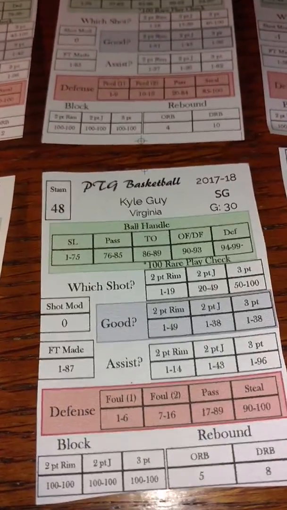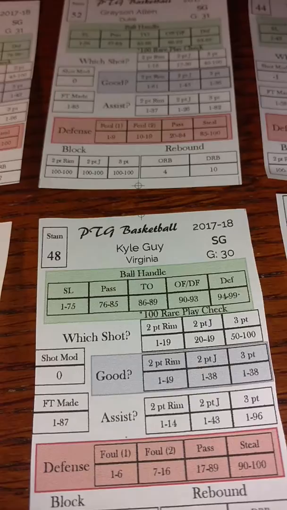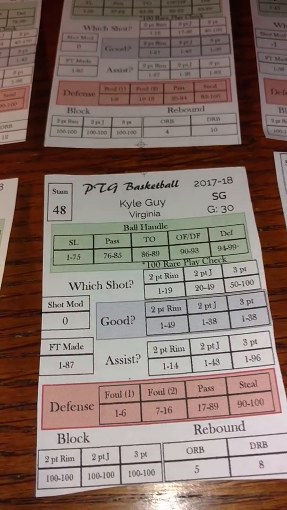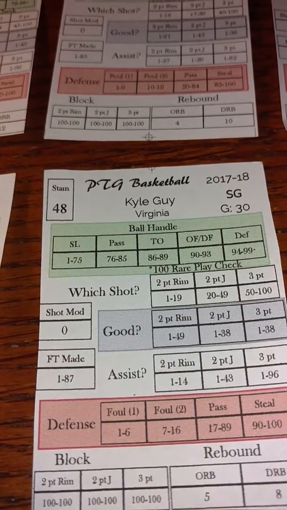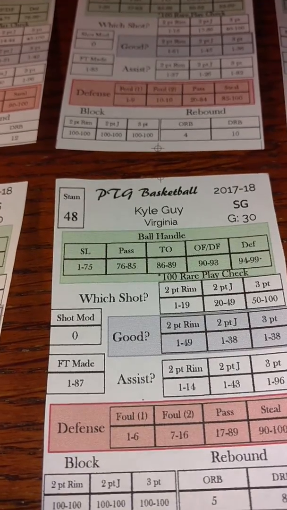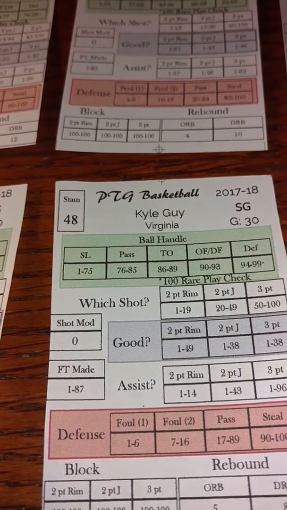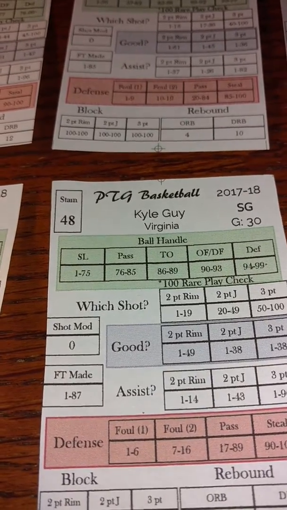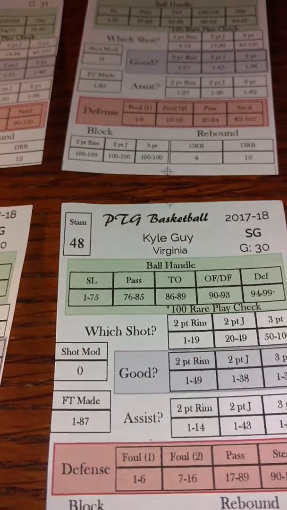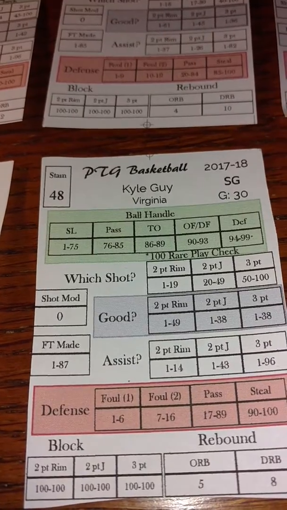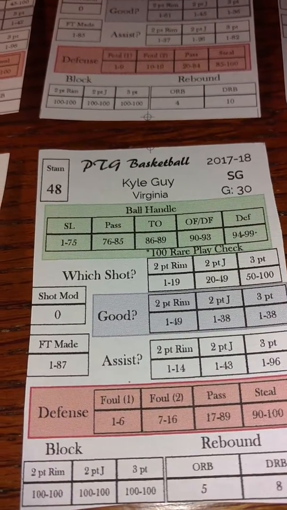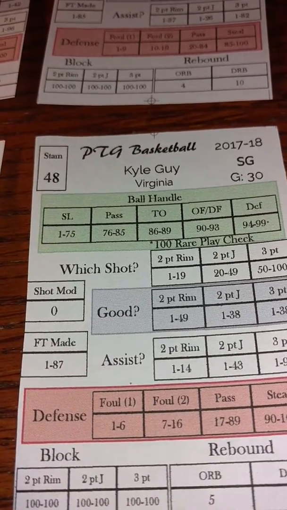So, the green area is the ball handle area. This is the area you'll spend most of the time in. So, it's a 1 to 100. So, SL is shot likelihood, pass, TO is turnover, OFDF is offensive foul, defensive foul, and the last column is defense. Below that is which shot. Below that is it good? Below that is there an assist?